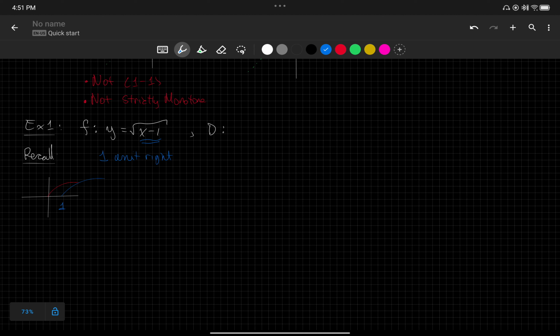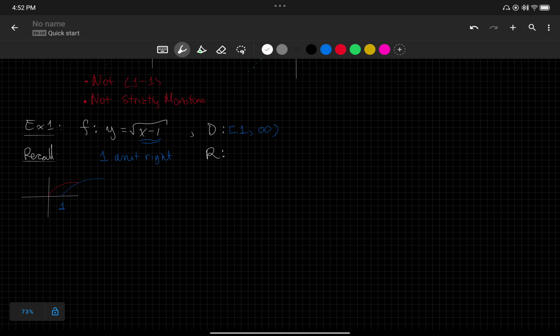So then looking at the domain, it starts from 0. I'm sorry, from 1. The original one started at 0. This one starts at 1. From 1 all the way to infinity. All right. Now that we have the picture there pretty handy, let's go ahead and talk about the range.